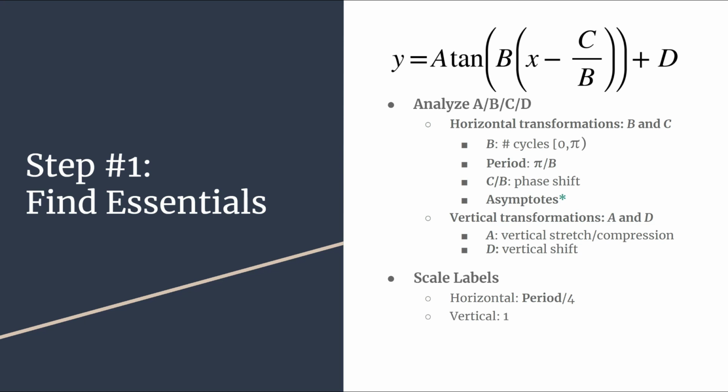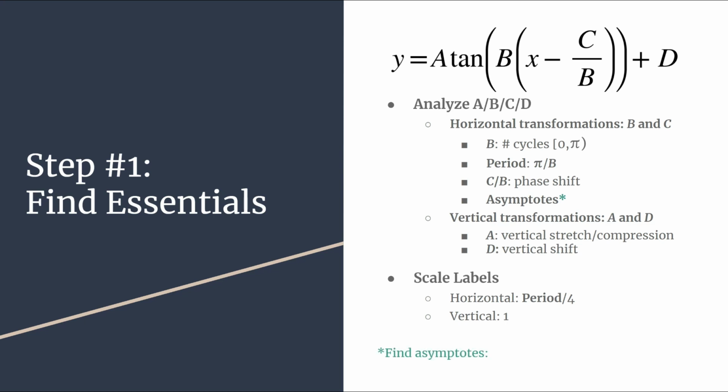All right, for our vertical scale labels, we can usually just use one. That's typically what I like to do. It allows for good comparison so that if you graph multiple tangent equations, you can see the difference in vertical stretch and compression, those points that are kind of the curve shaping points. And we'll get into that more in some examples.